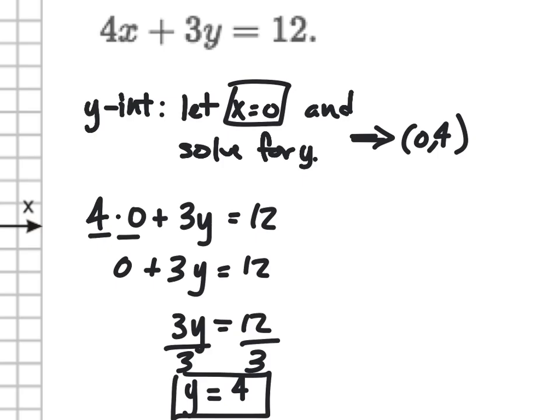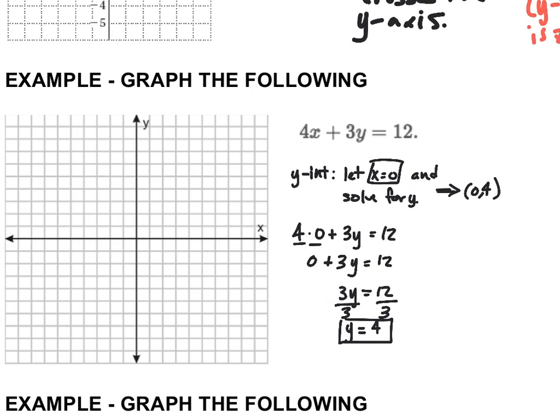Now that I have that point, I'm going to come over here and graph the point (0, 4). So 1, 2, 3, 4. I'm going to put that point here, and that's my y-intercept. That's where it crosses the y-axis. Now I'm going to do the same thing for the x-intercept.